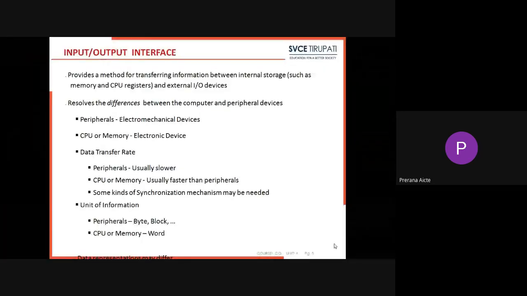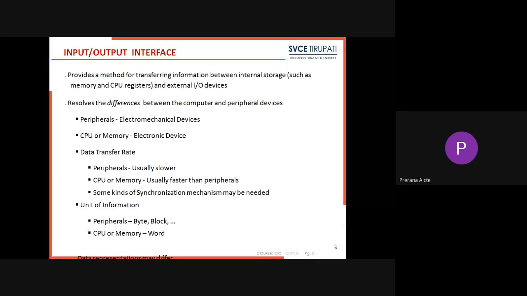Today in class we will discuss I/O. So, first of all, what are peripheral devices? Peripheral devices means the input-output devices attached to the computer, also called peripheral devices. Okay, what is an I/O interface? The input-output interface provides a method for transferring information between internal storage and external I/O devices.